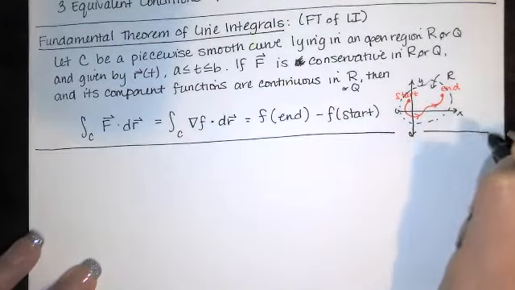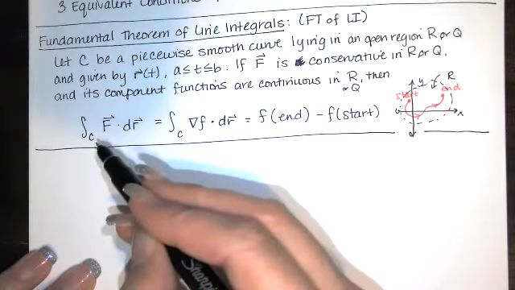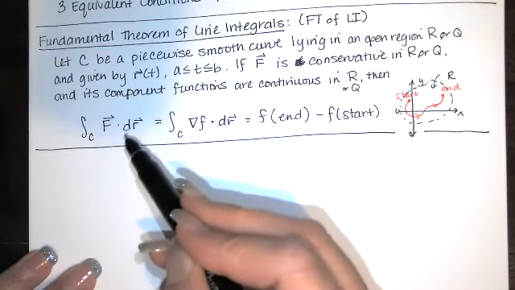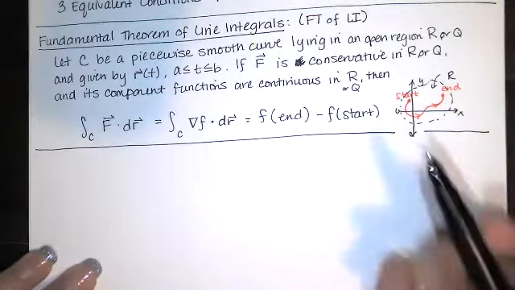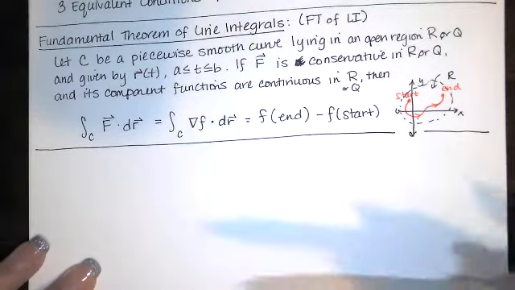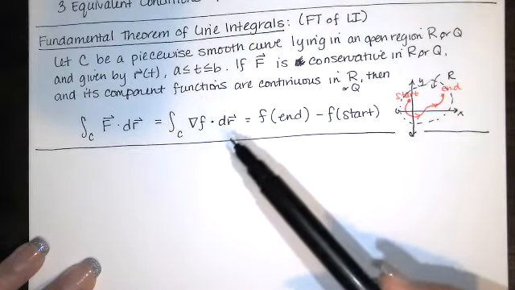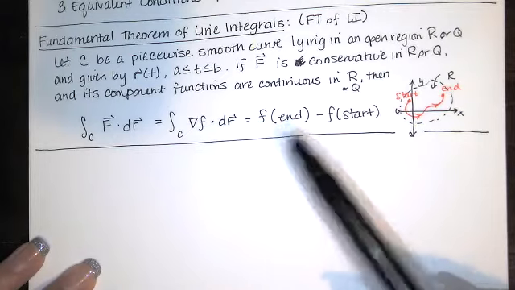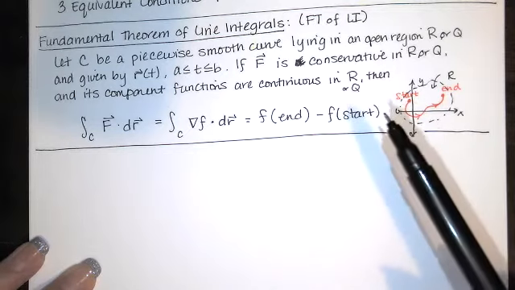Remember all that work that we did in the last few videos? We had to come up with a piecewise smooth parameterization of C. We had to find r prime of t. We had to find F as a function of t. We had to take a dot product and then evaluate an integral. That's not too bad. I mean, it's doable. We have all the skills that we need in order to evaluate something like that. But this is nice. This says all you have to do is find the potential function and evaluate the potential function at the end point and the start point and subtract.